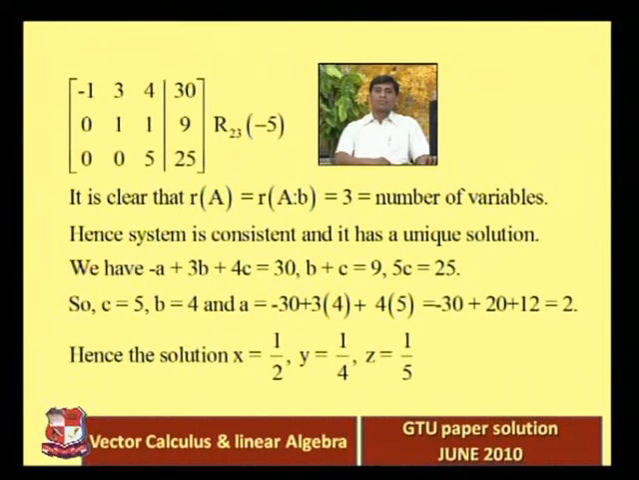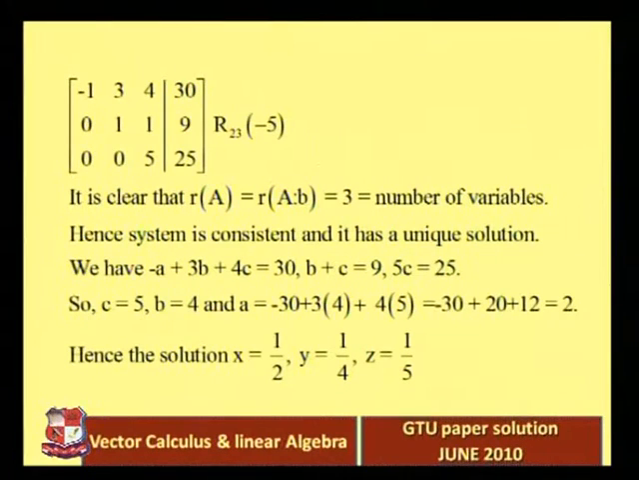It is clear that rank of A is equal to rank of augmented matrix. Both the matrices have rank 3. So the rank is equal to the number of variables. Hence the system is consistent and it has a unique solution.